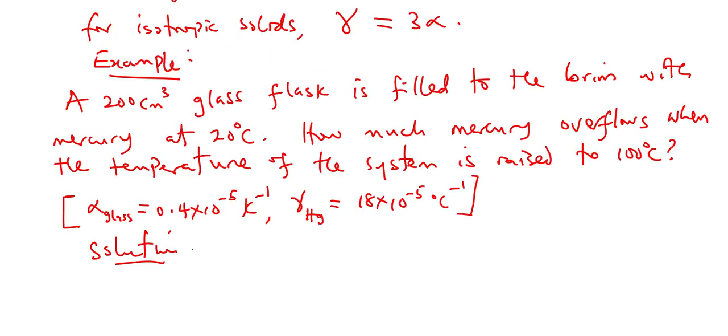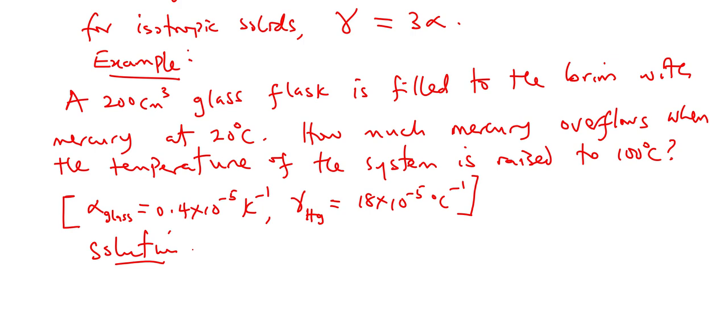Alright, so this is the example. A 200 cm cube glass flask is filled to the brim with mercury at 20 degrees Celsius. How much mercury overflows when the temperature of the system is raised from 20 degrees Celsius to 100 degrees Celsius? We are given the coefficient of linear expansion of glass to be 0.4 times 10 to the minus 5 per Kelvin or per degree Celsius, and the coefficient of volume expansion of mercury is 18 times 10 to the power minus 5 per degree Celsius.